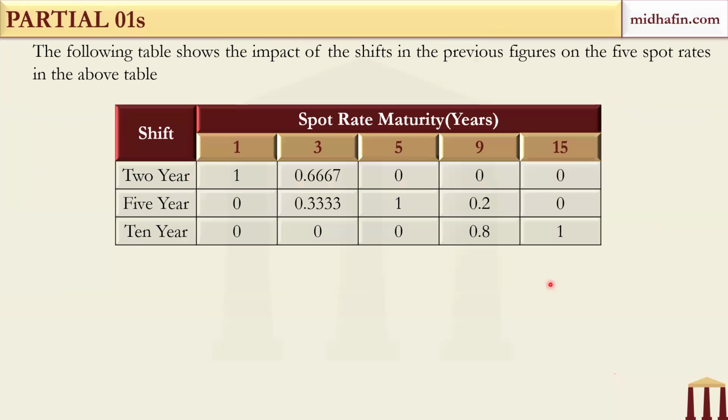Okay, let's do one thing. Let's calculate the impact of key rates on these spot rates to which I have exposure. I am exposed to 1-year, 3-year, 5-year, 9-year, and 15-year spot rates, and I know that my key rates are: the 2-year spot rate is my first key rate, the 5-year spot rate is my second key rate, and the 10-year spot rate is my third key rate.